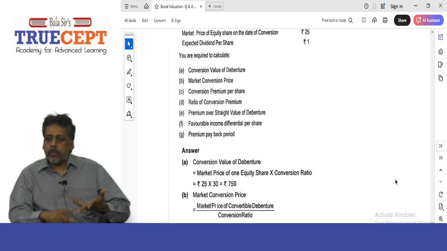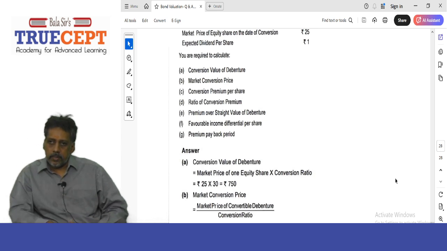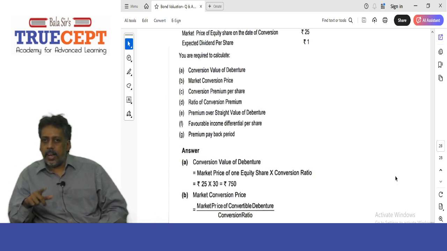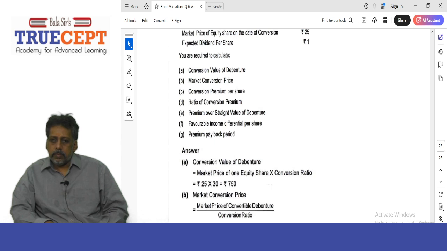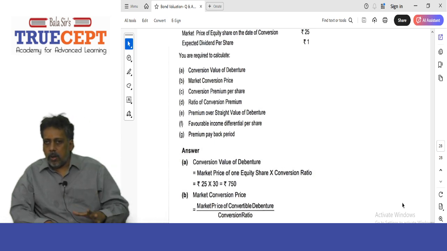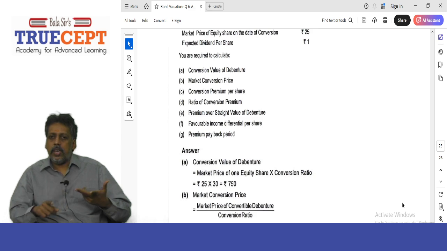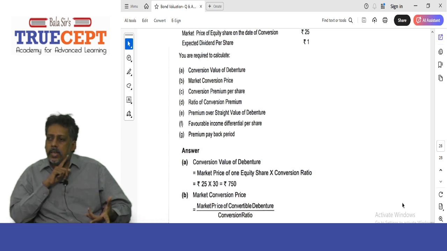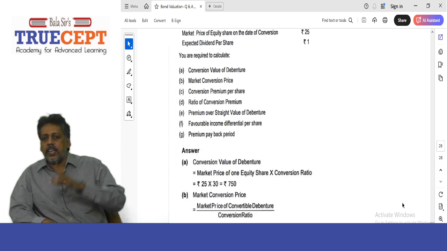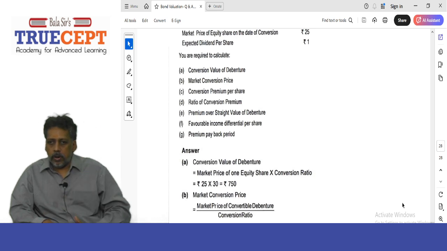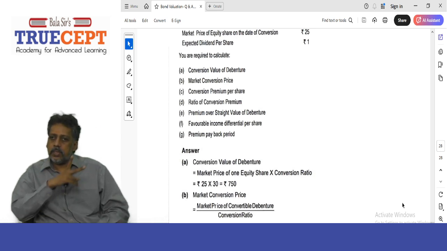That is supposed to be the conversion value, or I can say that is supposed to be the stock value of the bond. Is that fine? Yes, sir. So 750 rupees. Just see the formula out there. Market price of one equity share into conversion ratio. That is all. Take rupees 25 per share, that into 30 shares. Or you take 30 shares into 25, doesn't matter, right? Yes. It is 750 rupees, the conversion value or stock value of the bond. That is the answer to the first subdivision.